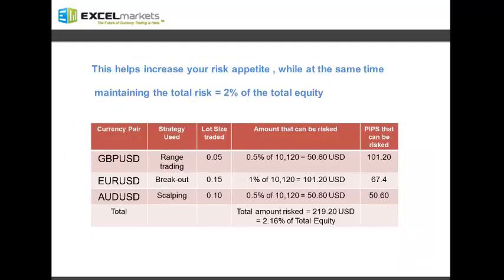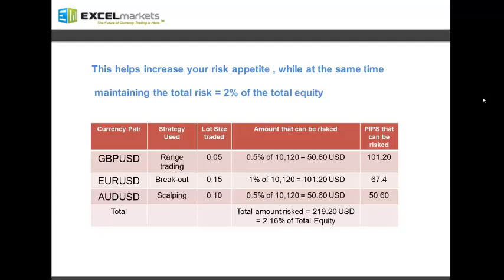So by doing so, we've been able to increase our risk appetite while at the same time maintain our risk at 2% of the total equity. Since by reducing the lot size for the pound dollar trade, I've increased the number of pips that I can risk while maintaining the risk percentage at the same 0.5%. As initially on 0.10 lot size, I could only risk about 50 pips on this trade, while now by reducing the lot size, I have increased the pips that I can now risk on this trade, if I continue to hold on to it, to 101 pips.